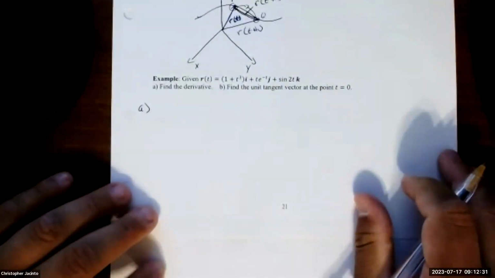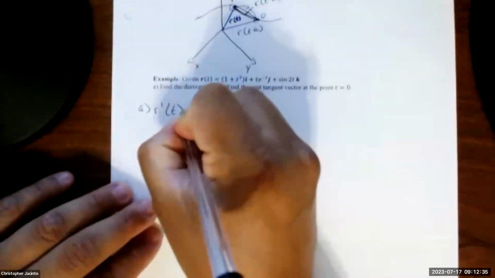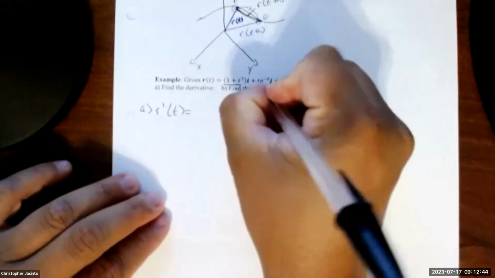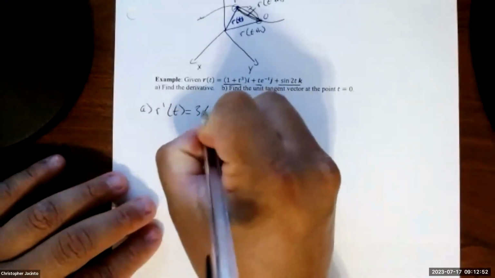So find the derivative of the vector. r'(t), the derivative of r(t), is literally just the derivative of each component with respect to t itself. So we take the derivative of each, basically three times, respectively. The derivative of this one, so 1 goes to 0, so it's going to be 3t squared i.